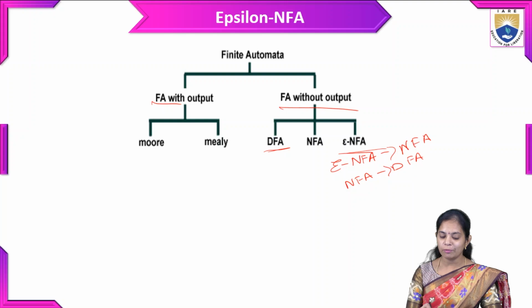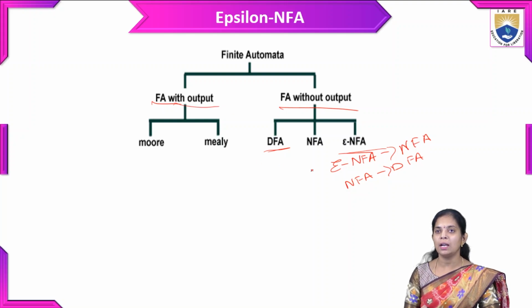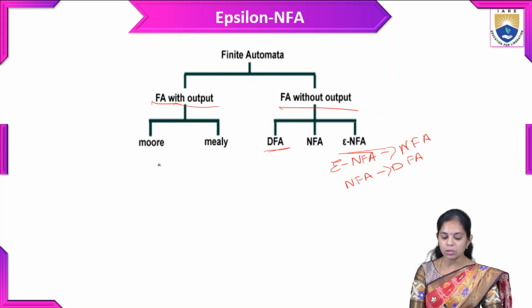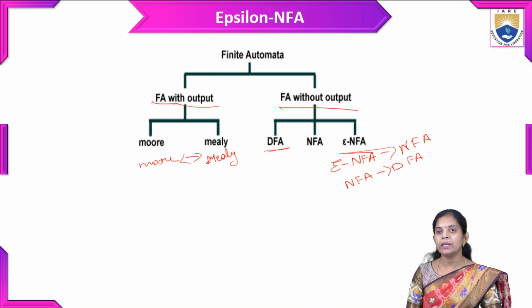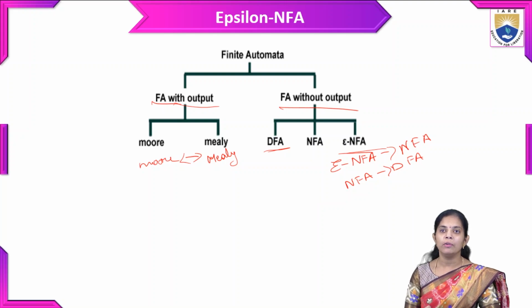With output we have two types of machines, one is the Moore machine and the other is the Mealy machine. We can also convert Moore to Mealy and Mealy to Moore, as these are equivalent to each other. So this is about the epsilon NFA, where we discussed the finite automata and its two types: with output and without output.